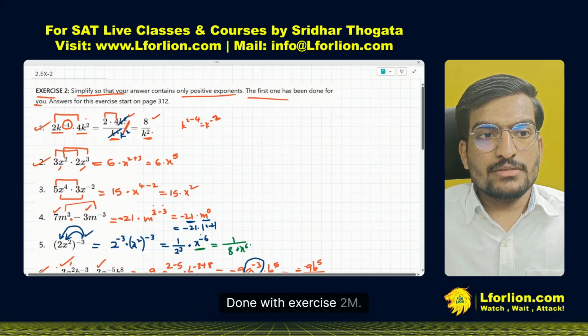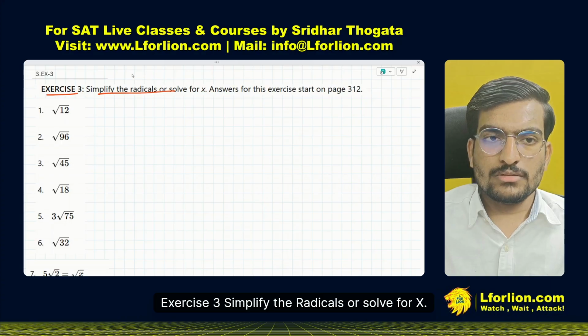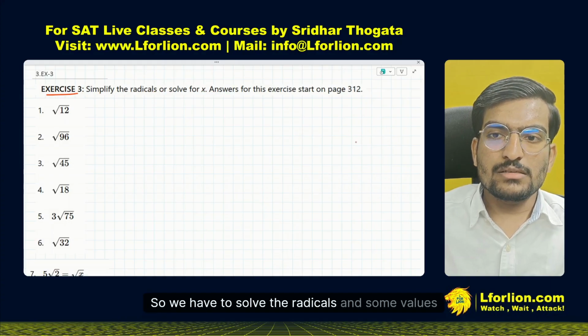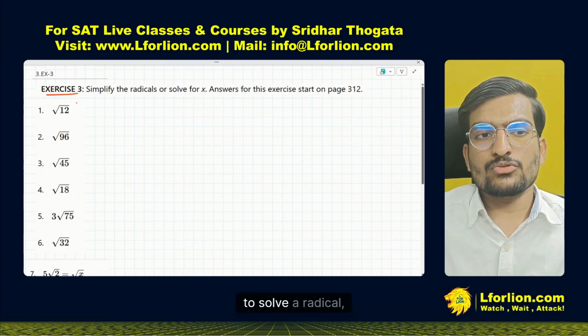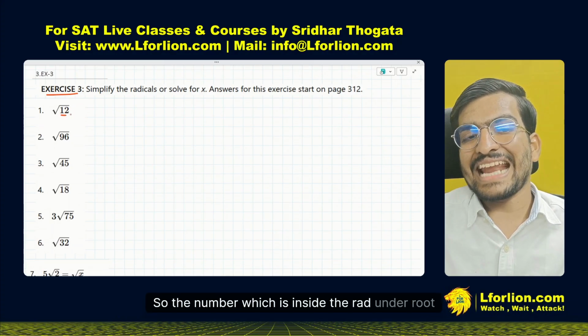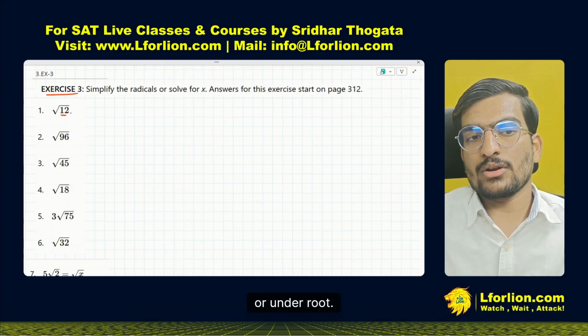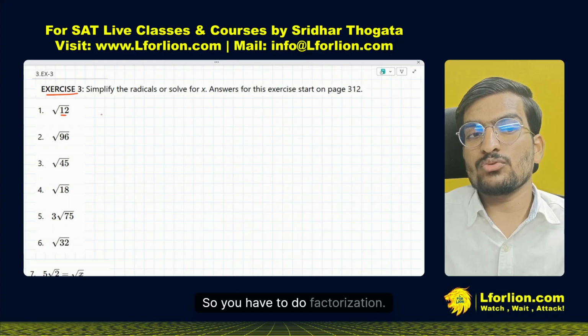Done with exercise 2. Exercise 3, simplify the radicals or solve for x. So we have to solve the radicals and some values of x. First of all, to solve a radical, what do we need to know? The number which is under the root, you have to solve that. How are you going to solve it? You have to do factorization.